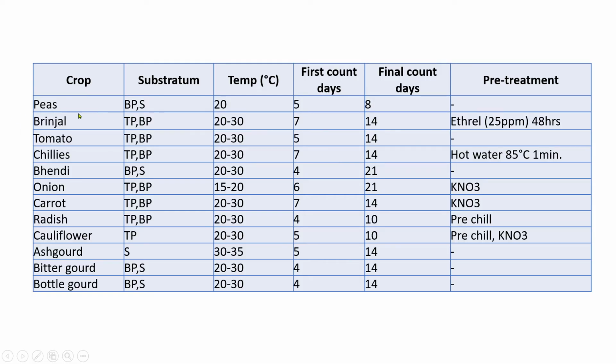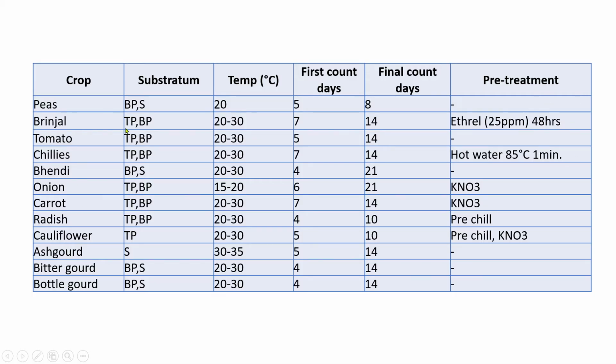So you can see, I'll take the example of peas, between paper or soil. Peas can use between paper and soil as a substratum for the germination test. The temperature requirement is 20, and there is no pre-treatment recommended by ISTA.